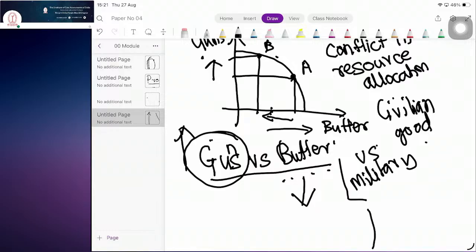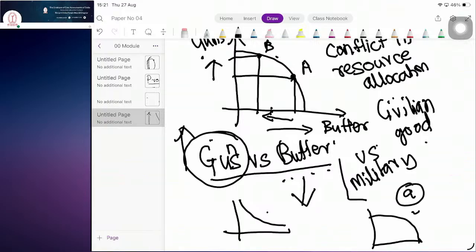Concave म्हणजे असा shape, like this, and convex means like this. So PPF looks like this or like this. It looks like this shape, no? So what is the correct answer here? It is B. It is concave to the origin. समजलं का? Concave to origin.